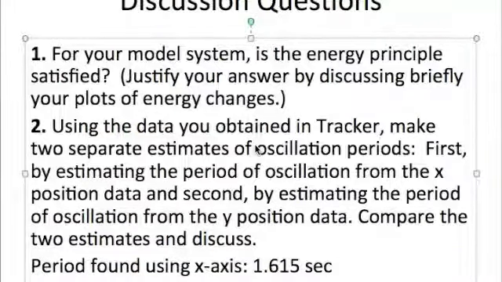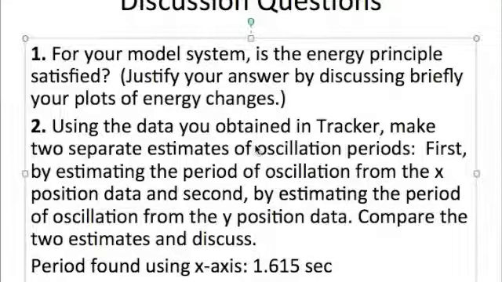Here are the discussion questions for today. For your model system, is the energy principle satisfied? As we talked about earlier, the total changes in energy added together equals 0, so yes, the energy principle is satisfied because energy is conserved.